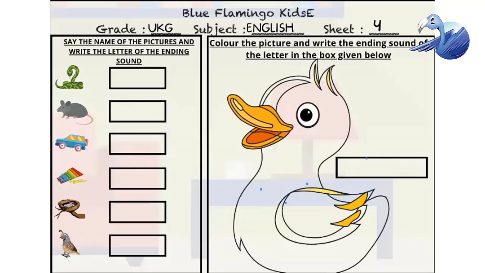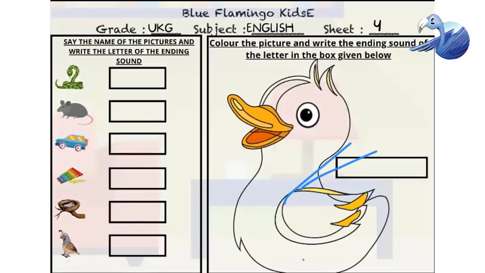Now the thing is, next picture is xylophone. So you have to write your E. Okay. Now next, nest. So you have to write T. You have to write T. Okay.